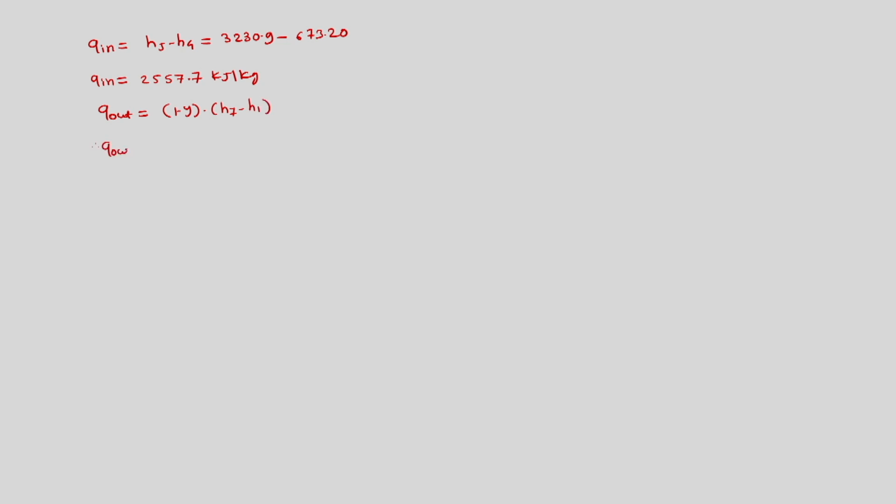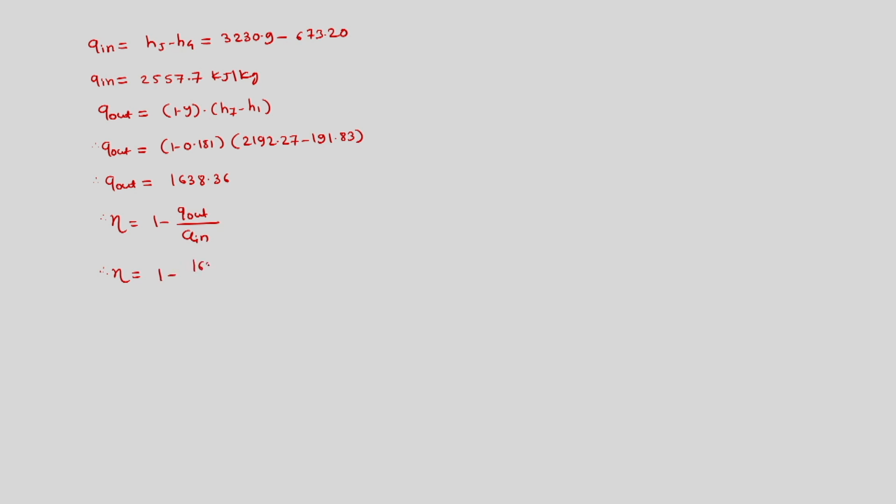So we know Q out is equal to (1 minus 0.181) into (H7, which is 2192.27, minus H1, 191.83). So we get Q out as 1638.36.